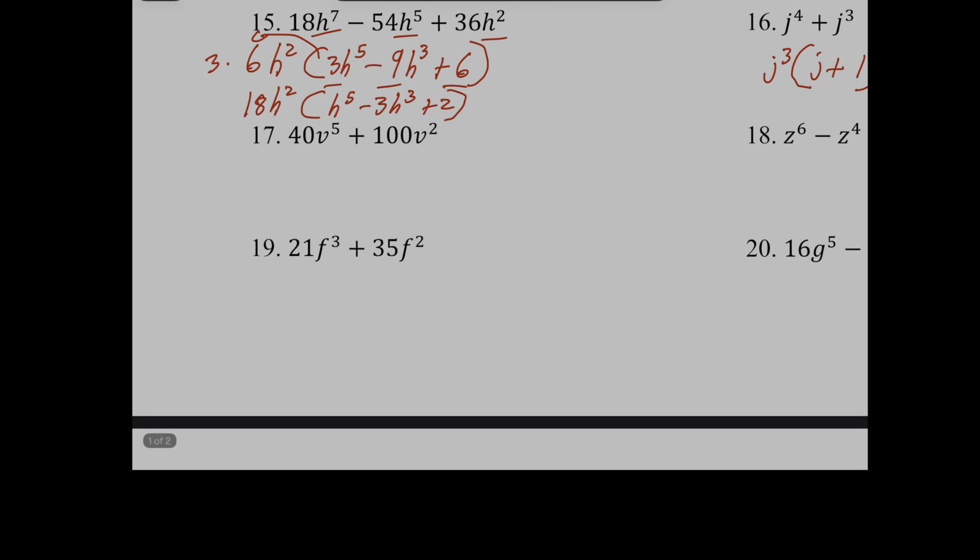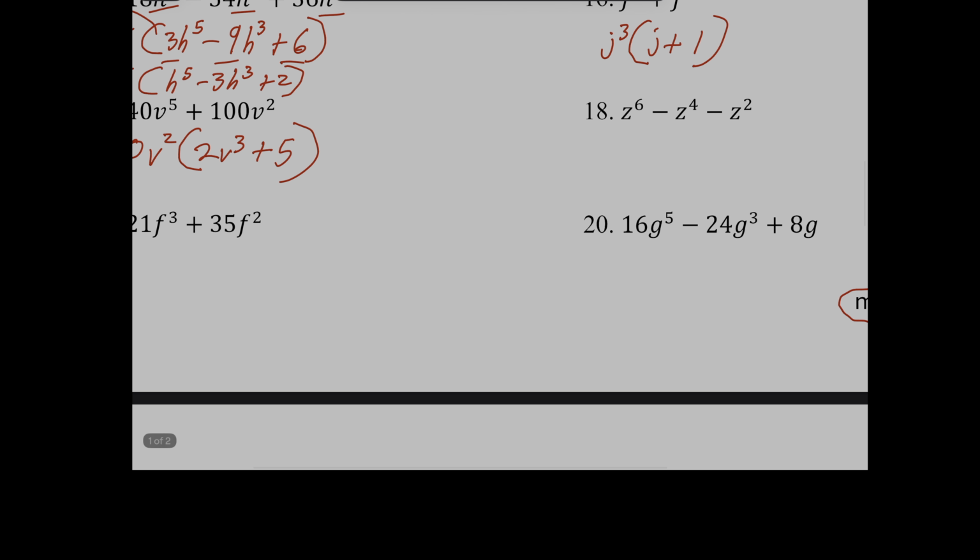All right, so I see a 40 and I see a 100. What's the biggest number that'll pull out of both of those? And that would be a 20. Now I see a v to the 5th and a v to the 2nd. What's the most v's you can pull out? Well, the most you can pull out of both is only 2 of them. So what's left over? In the first one, 40 divided by 20 is 2. I have 5. I pulled out 2. I'm left with 3. Plus sign. 100 divided by 20 is 5. I had 2 v's. I took them all out. All my v's are gone.